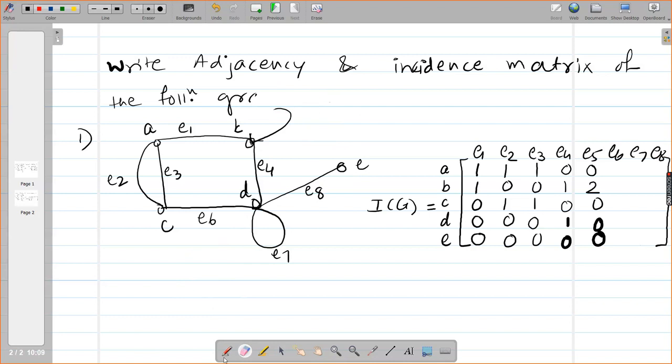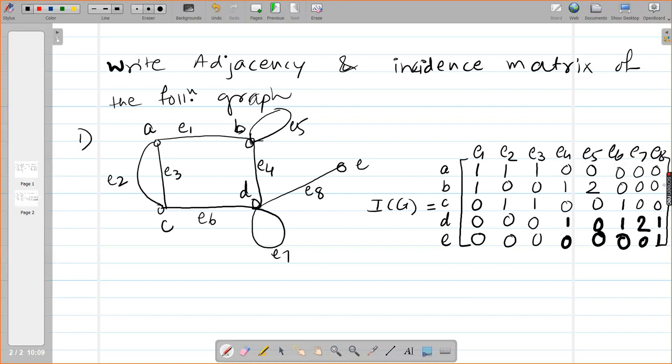So let me go back to the original graph which I had drawn. This is B and this is E5. E6. What about E6? 0 0 1 1 0 0 1 1 0 because C and D are the end vertices. E7 is again a loop. At which vertex it is a loop? 0, 0, 2, 0. Yes. So 0, 0, D. 0, 2, 0. D. And E8, D and E, 1, 1. 0, 0. Yes. Okay.